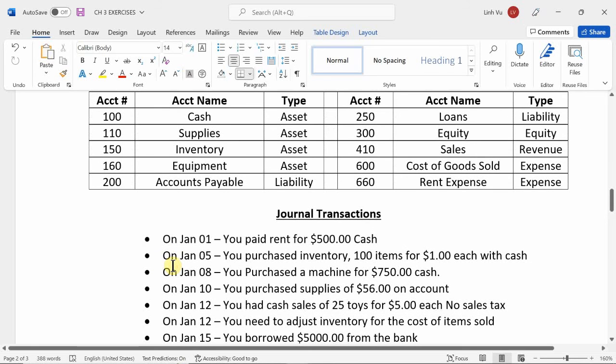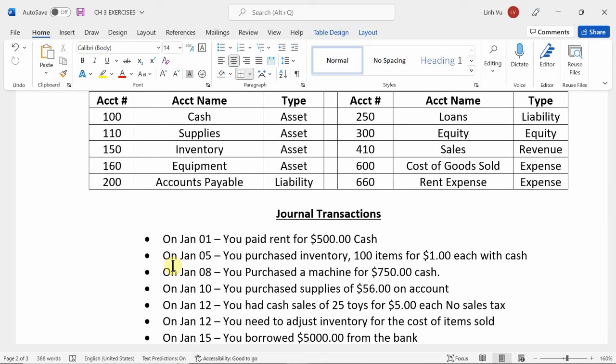Did we increase our supplies or did we decrease our supplies? Increase. Now, it's an asset, right? So how are we going to increase my supplies? Debit. You're going to debit. Good. Now, let's take a look at my accounts payable. Accounts payable is a liability, right? Since I owe my person some money for buying supplies.